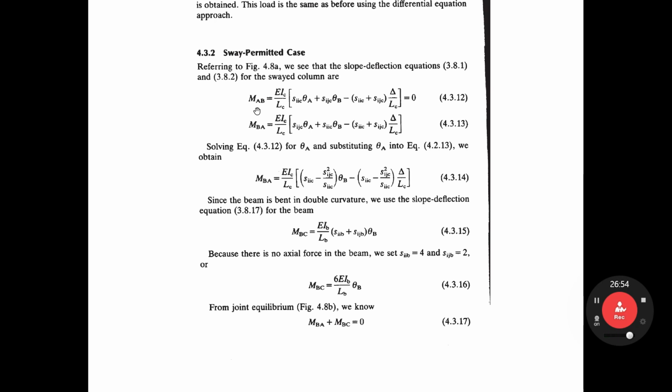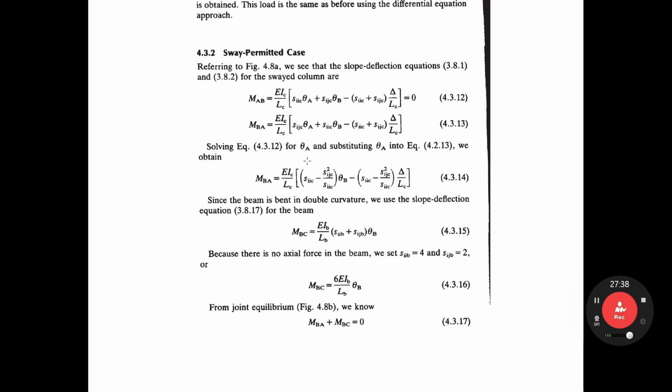Here, MAB, column AB. A is the column bottom, B is the column top. MAB equals the slope deflection equation: SII zeta A, Sij zeta B. We have side sway delta. In that case, we can write like this: Sijc, delta over LC, the column length. Okay, that is the equation. How about MBA? We can write in this form.